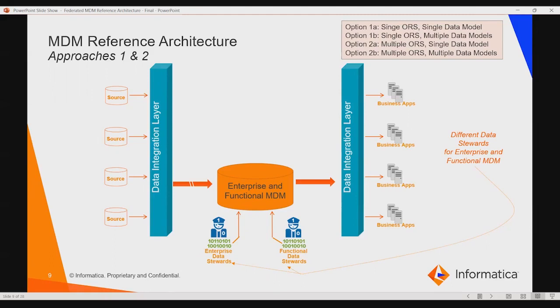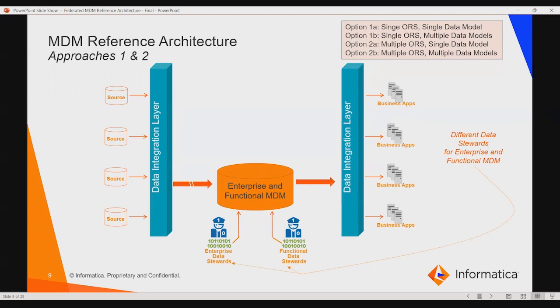So if you take a look at the left side here, you'll see the source systems, and then you see the data integration layer. So the data integration layer is essentially where all these sources are brought together, consolidated, they go through the data quality process, we filter out the bad data, right? So it's kind of the first entry phase into the MDM ecosystem or the world of MDM.